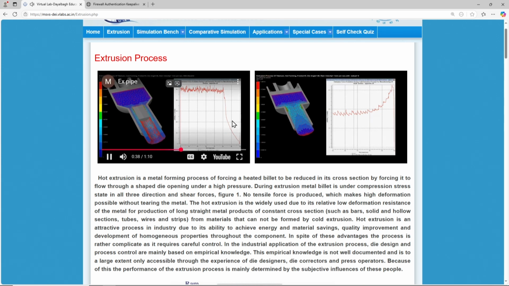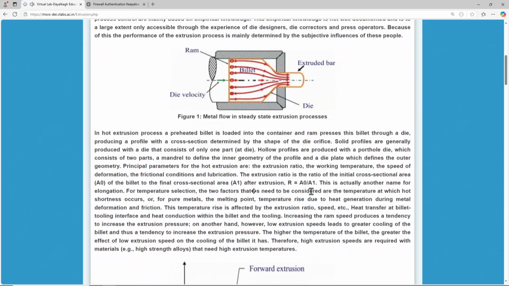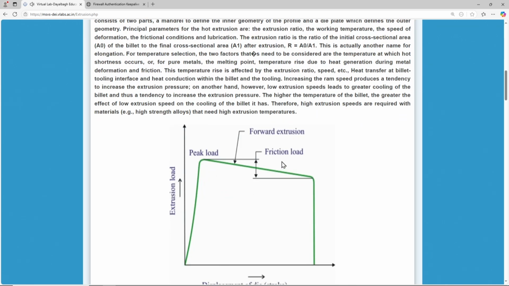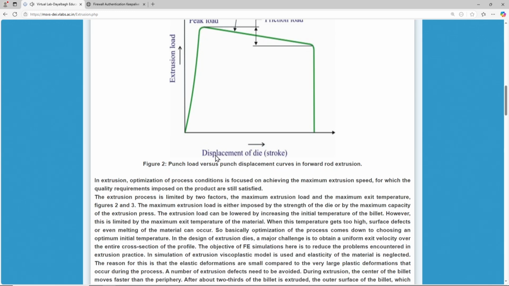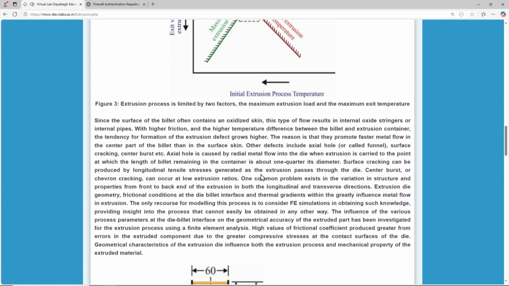You can go through the processes here. I will come to the simulation part later. This is generic: how does the extruded bar come? This is a billet, it is reduced in diameter and the length will increase. The metal flow in the steady state extrusion process is given. Forward extrusion, extrusion load, peak load, friction load, everything is given here. Then we have the optimum process conditions. Maximum extrusion load is increasing, maximum extrusion exit temperature is decreasing. At the intersection point, there is an optimum process condition. So this is regarding extrusion.